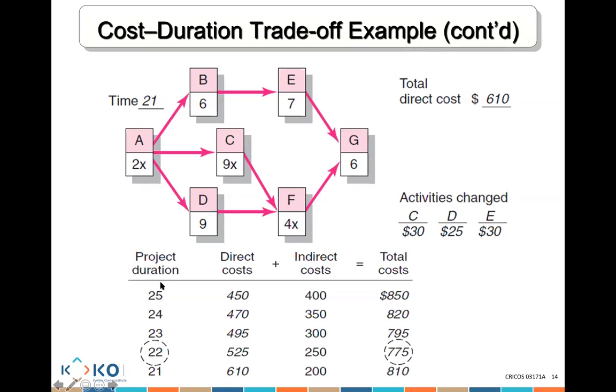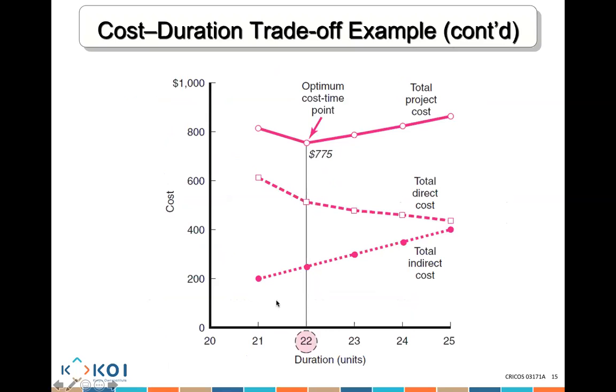Yeah. Alrighty. Now this is really the graphical display of the costing. 21 days, that's an indirect cost, that's a direct cost, that's a total cost. 22 days, that's the indirect cost, that's a direct cost, that's a total cost. We add them all together, and this becomes the optimum cost period of time to get the job done.